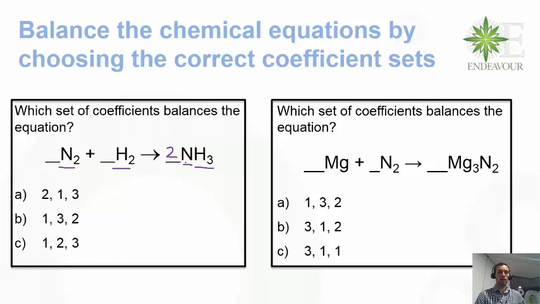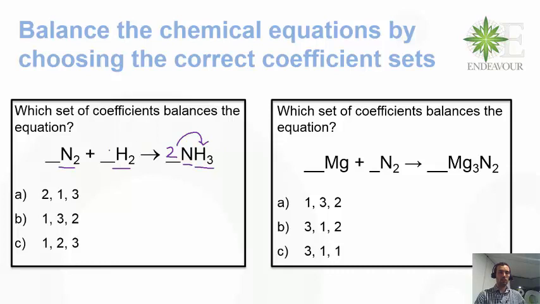So now we've got 2 nitrogen atoms corresponding to the 2 on this side, but we've also increased the number of hydrogens because there's 3 hydrogens in each of these NH3 molecules. So 2 times 3 hydrogens gives us 6 hydrogens.